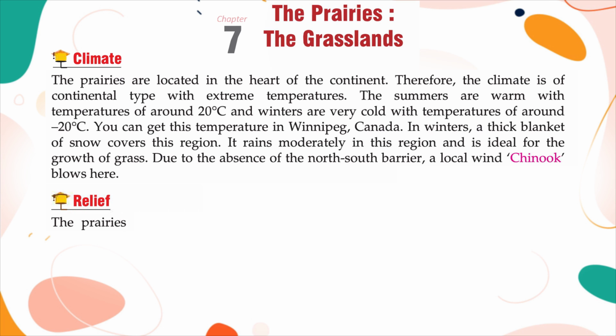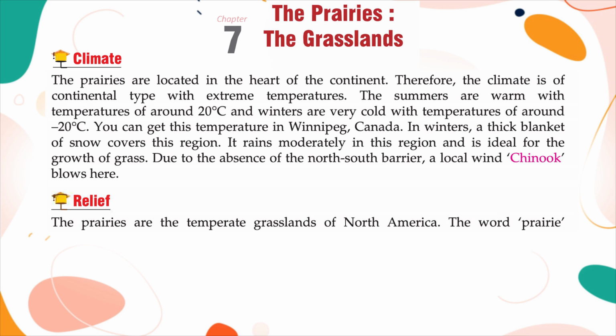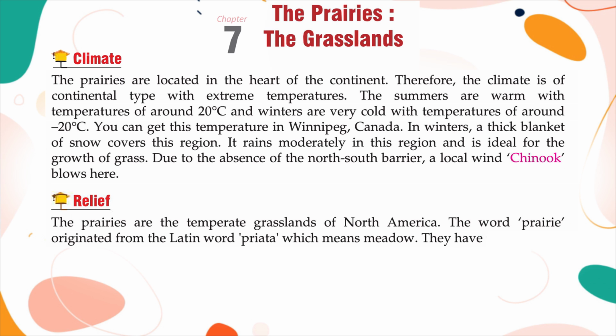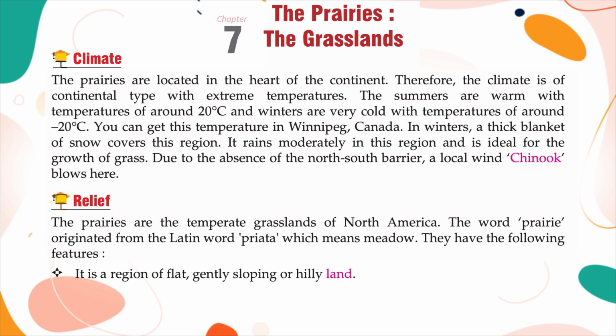Relief. The prairies are the temperate grasslands of North America. The word prairie originated from the Latin word "praeta," which means meadow. They have the following features. It is a region of flat, gently sloping or hilly land.